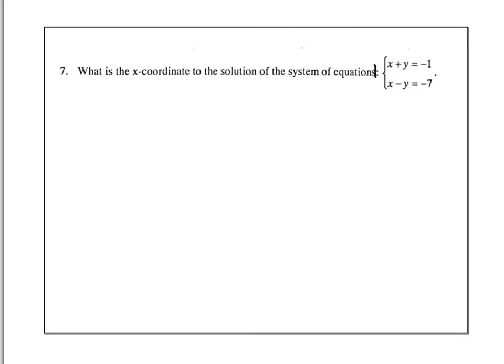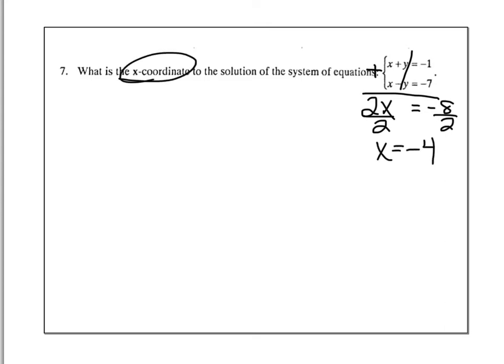So when I add these two equations together, here's where some students make a mistake. If I have x plus x, that means 1x plus 1x, which is 2x. Make sure you don't just put an x there. X plus x is 2x. The y's cancel. Negative 1 plus negative 7 is negative 8. Divide by 2. X equals negative 4. The directions said what is the x coordinate. I just found it, so I don't even need to go back and find y.